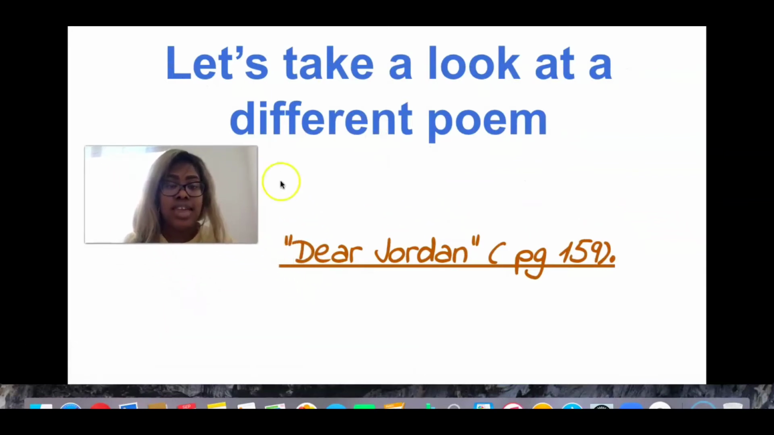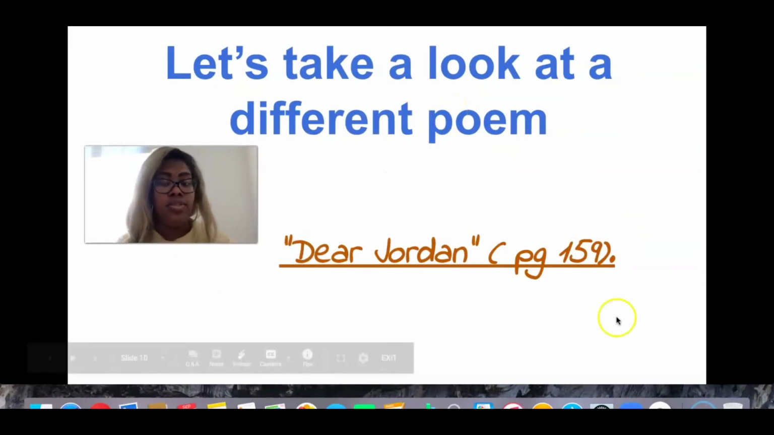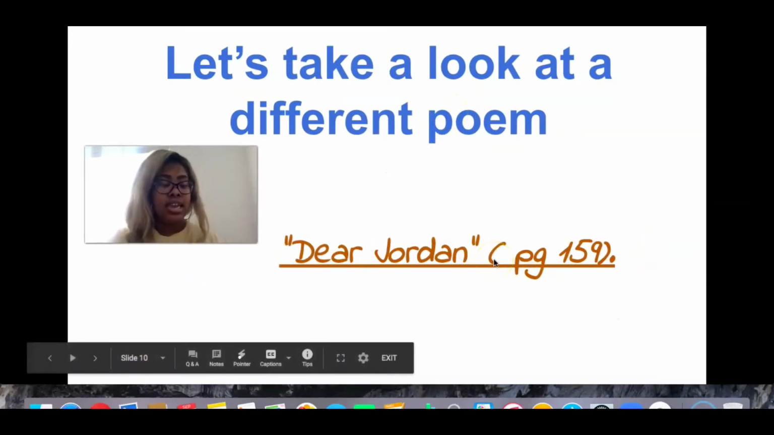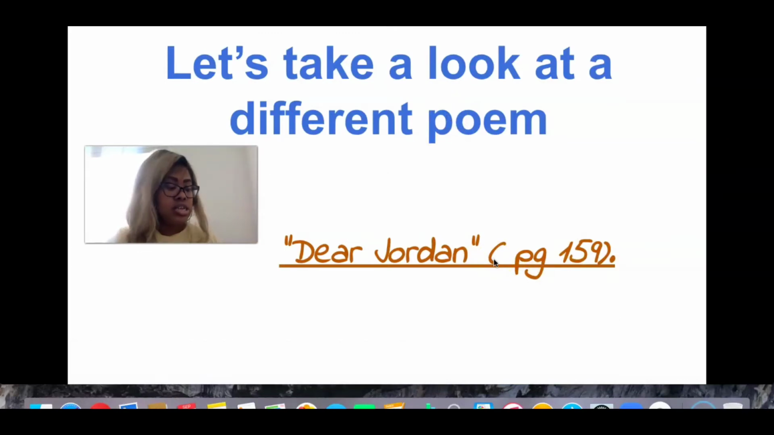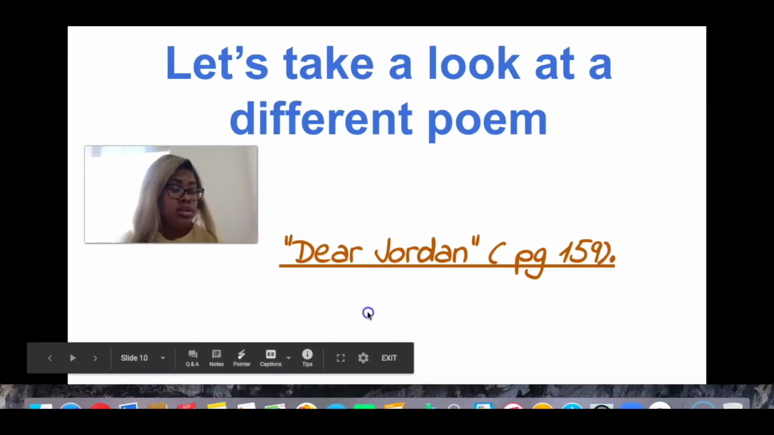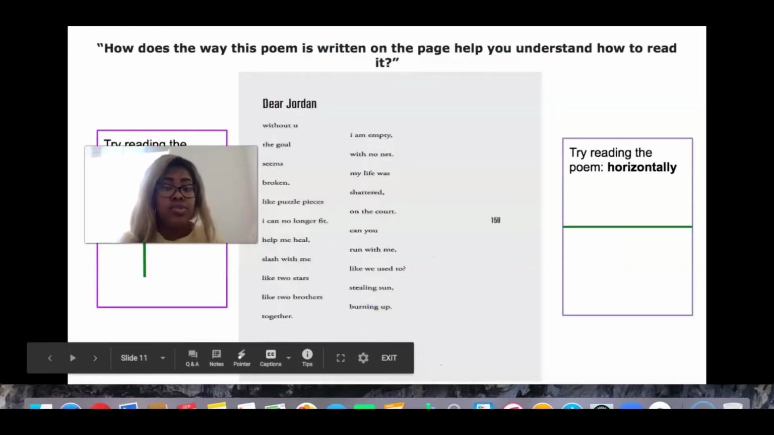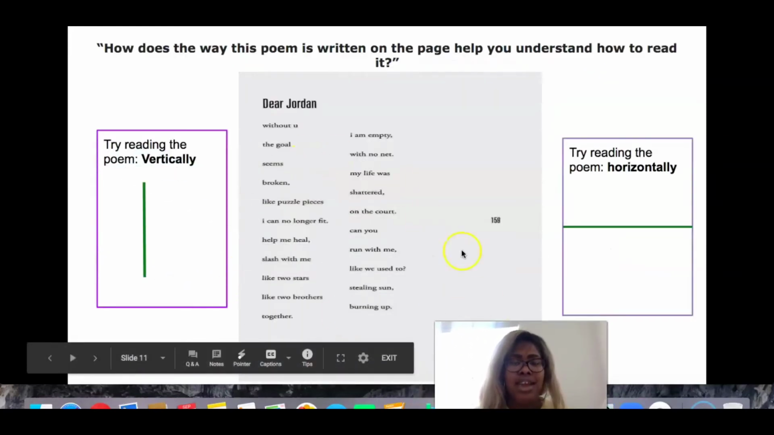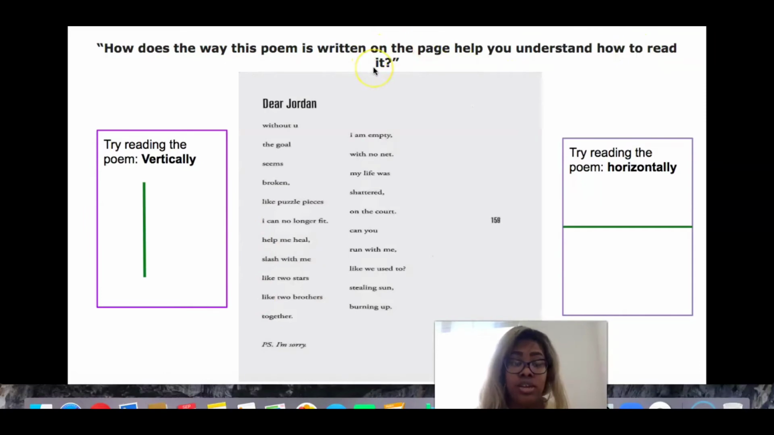So now I want us to take a look at a different poem. This poem is on page 159, and it's called Dear Jordan. The first thing I notice when I look at this poem, guys, is look how it's written. How does the way this poem is written on the page help you understand how to read it?